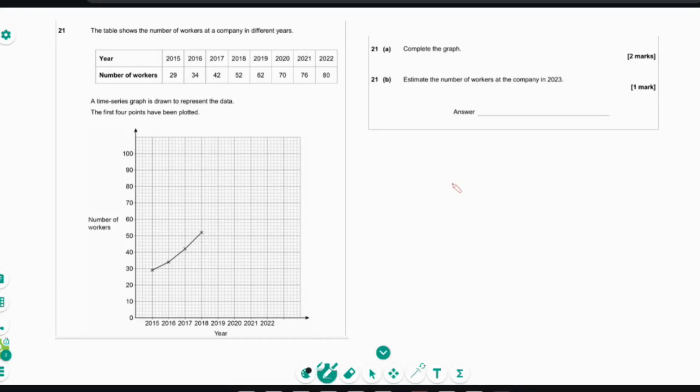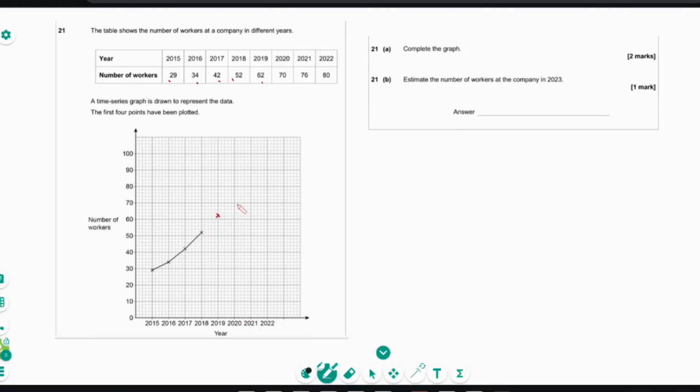The table shows the number of workers at a company in different years. A time series graph is drawn to represent the data. So as you can see here from the graph, 2015 is plotted against 29, and they've done 1, 2, 3, 4. First 4 points have been plotted. Complete the graph. So we need 2019 goes with 62. Be careful on your y-axis. It's not actually going up in 1s, it's going up in 2s. Just make sure you draw that accurately on the grid.